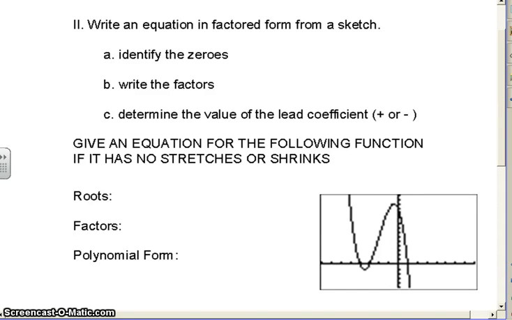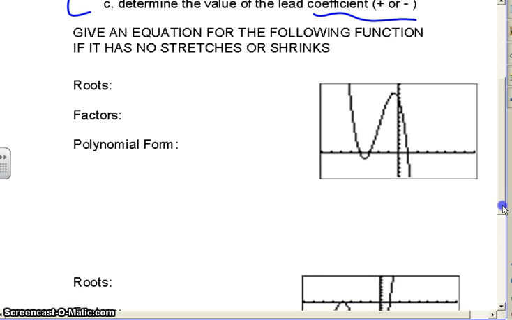Okay, this is the video part 2 for cubic functions. Now we're going to look at writing an equation in factored form from a sketch. These are 3 things that you need to look at. You need to be able to identify zeros, write the factors, and determine the value of your leading coefficient. All right, let's take a look at this example here.